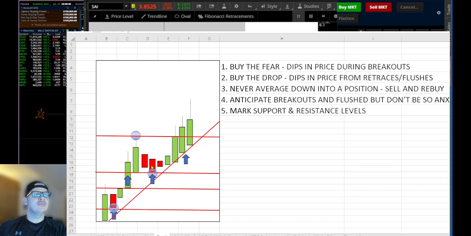Now, typically, if I'm buying in these kinds of downward trend scenarios where there's more than one or two candles, I'll go in with a smaller share size because I'm not exactly buying the momentum.